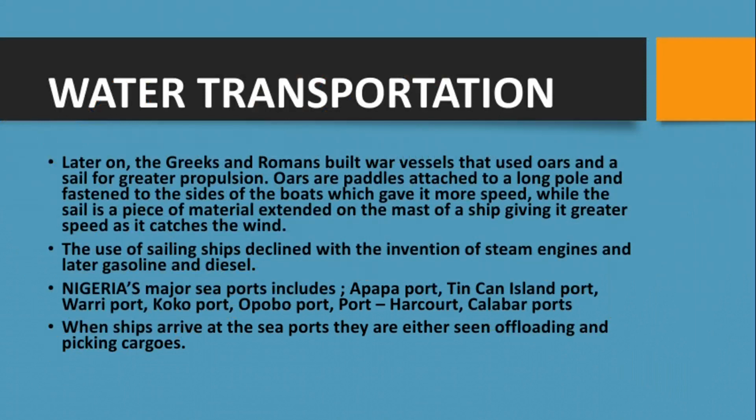Then we still have the sail. A sail is just a piece of material extended on the mast of a ship, giving it greater speed as it catches the wind. Now, the seaports in Nigeria: we have the Apapa Port, Tin Can Island Port, Warri Port, Koko Port, Opobo Port, Port Harcourt, then Calabar Port. When ships arrive at the seaports, they are either seen offloading or picking up cargoes.